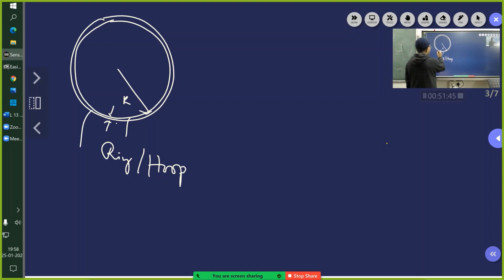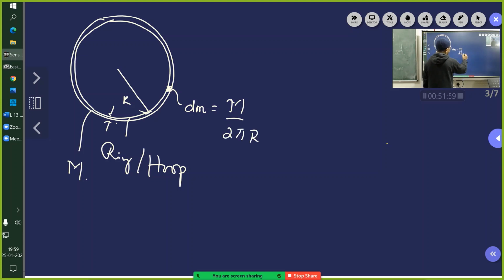So here, the total mass of this is m. If I take this dm, then dm will be total mass divided by 2 pi r into this. That is, this arc length, if you take it as dl, into dl.